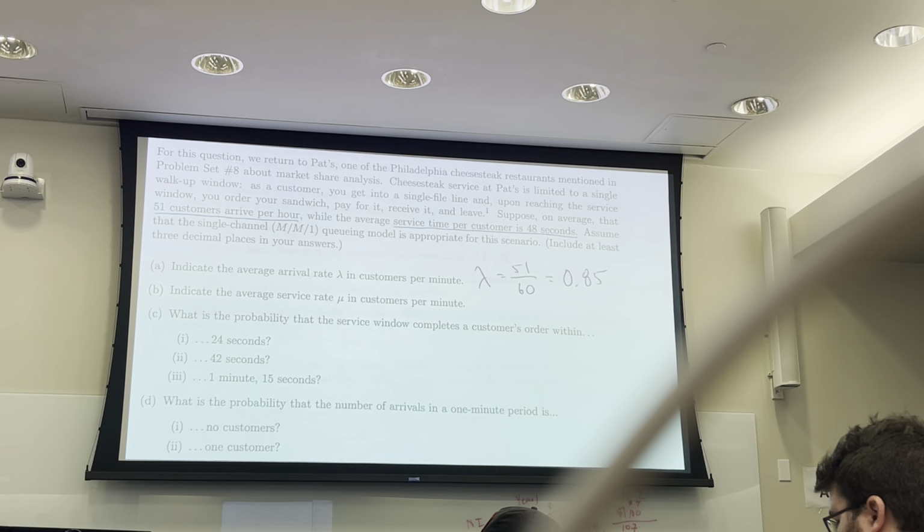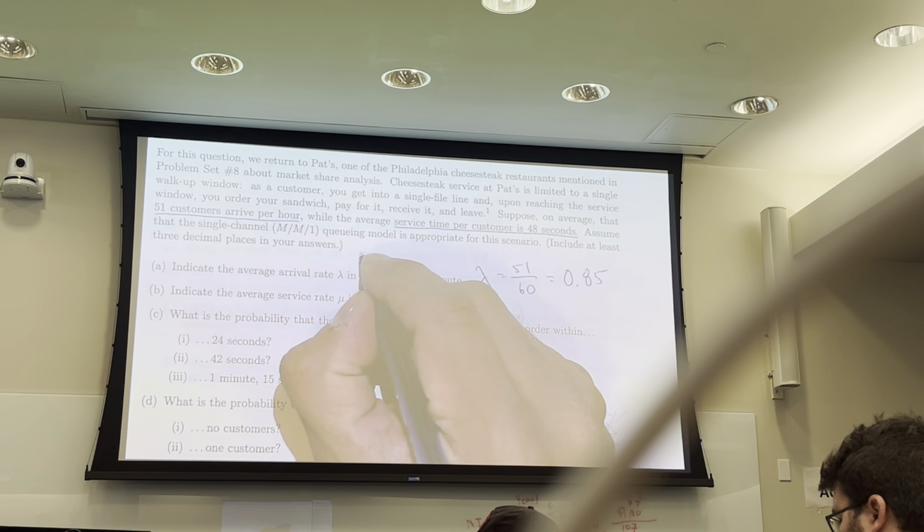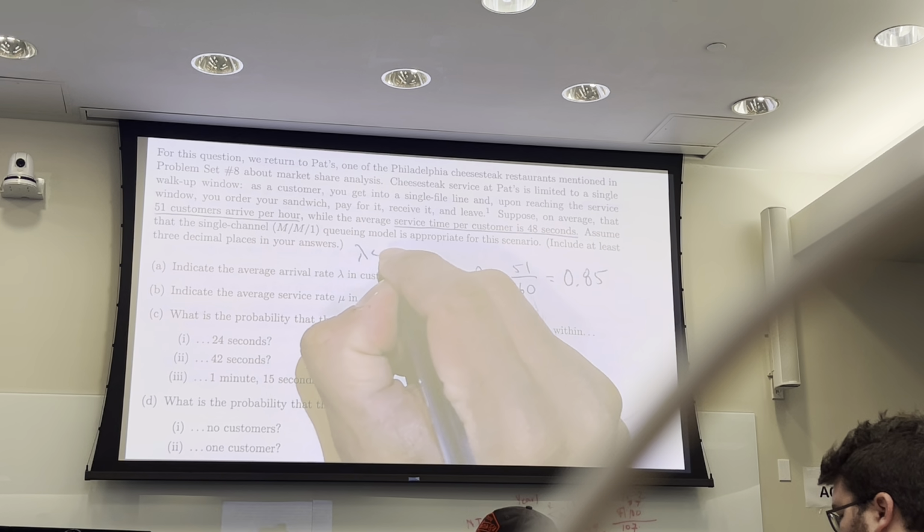All right, remember lambda is the arrival rate. If you conflate lambda and mu, just keep in mind the logical thing that I just told you. Lambda always has to be less than mu.